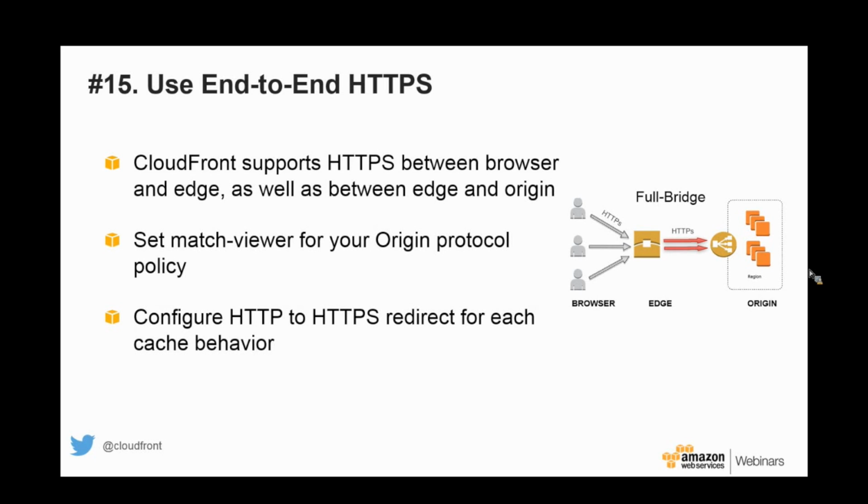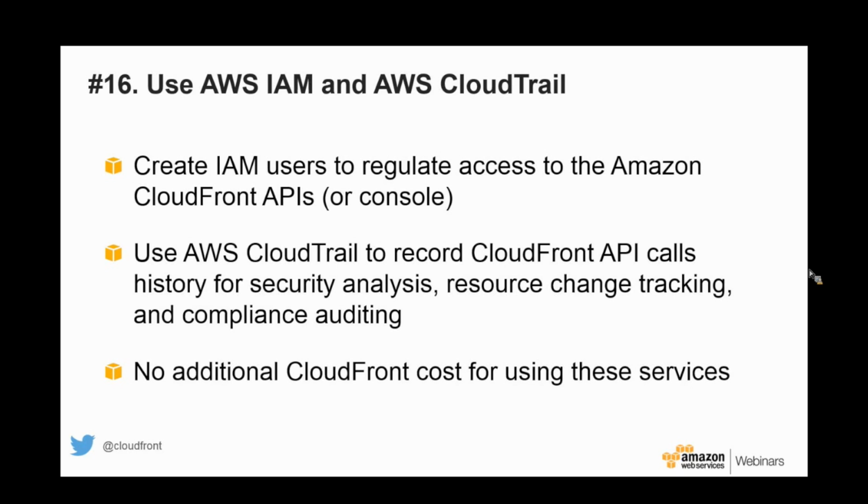And then between the edge and the origin, you can set the match viewer policy for your origin protocol policy, so that CloudFront will also make connections and requests to your origin servers over HTTPS. This way you get end-to-end HTTPS encryption between the user and the CloudFront edge, as well as between the CloudFront edge and the origin. CloudFront is also integrated with AWS IAM and AWS CloudTrail.